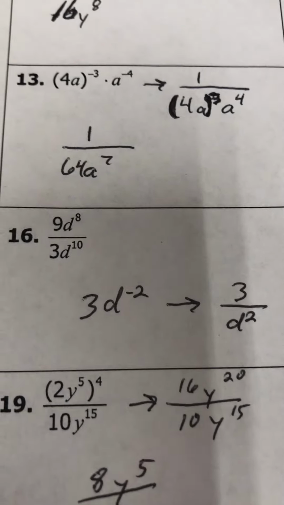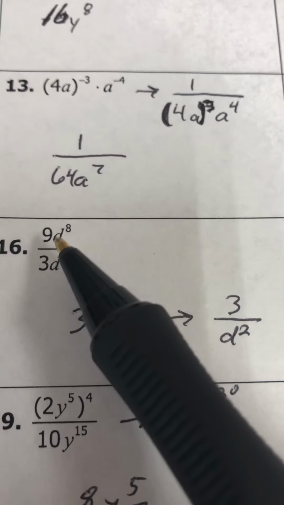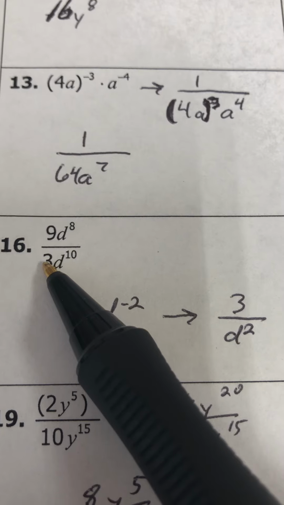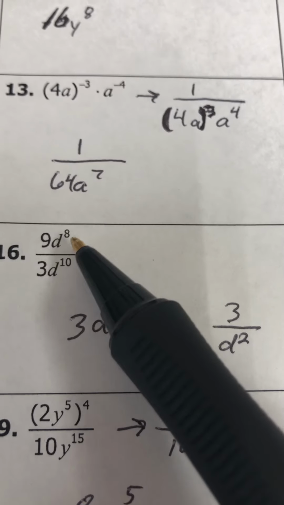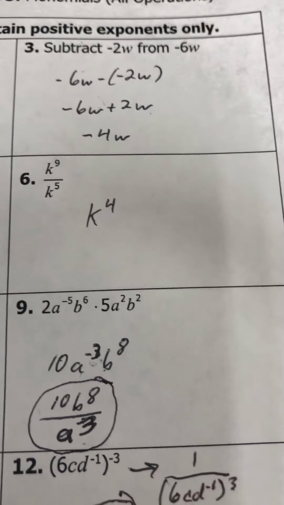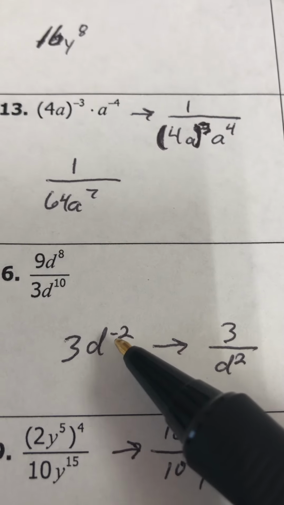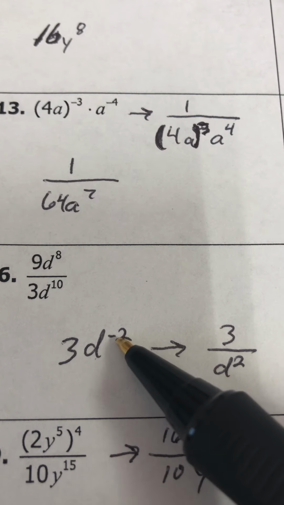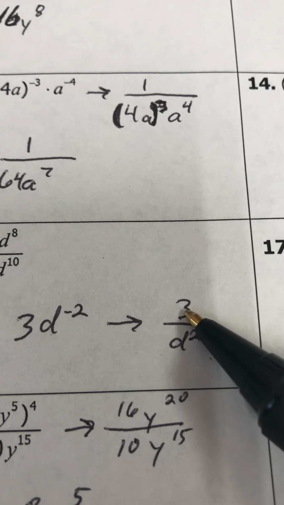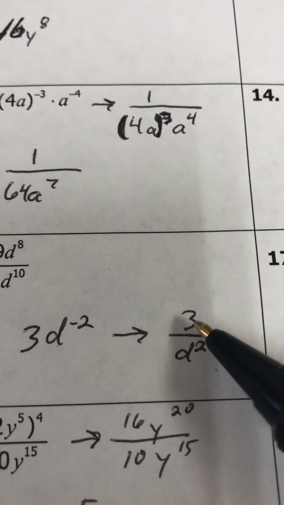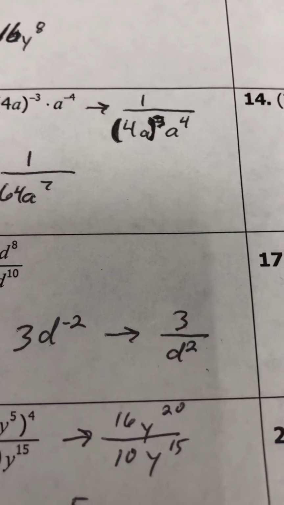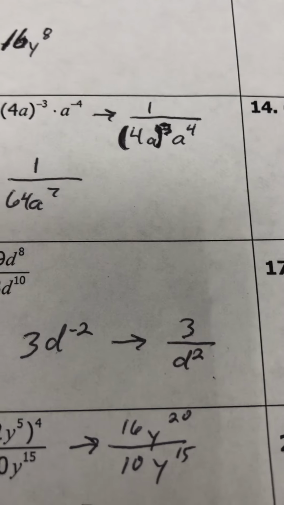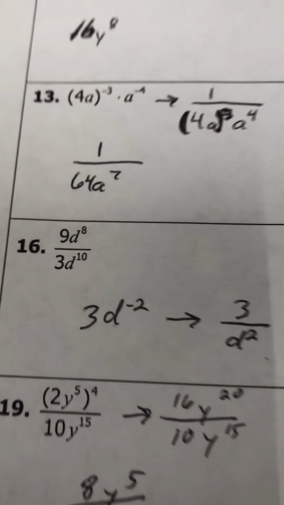Okay, 16. Well, I'm going to do 9 divided by 3 gives me 3. And then I'm with a division problem. Remember, I'm just going to subtract. So like we did in number 6, 9 minus 5 was 4, right? Well, 8 minus 10 is negative 2. Well, that screws up my d. My d to the negative 2 power, I put below the line, leave the 3 above the line because it just stays there. 3 over d to the second power is my final answer, to get rid of that negative exponent because I wasn't allowed to have any negative exponents.